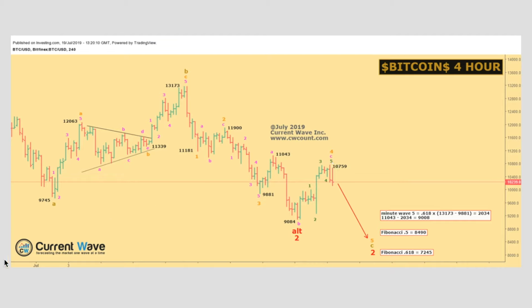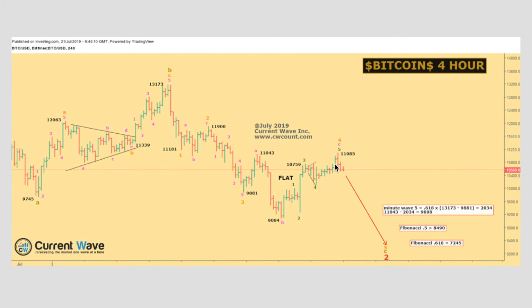But what happened was that the next day it did have the right look, and we finally caught up to the 11,043 level. This one hit 11,085, which is right within the proximity of this wave A peak. So it is a perfect definition of a flat. We have a 1, 2, 3, 1, 2, 3, 3, 3, 5 pattern. So if this is the right interpretation, we're looking to come back down.